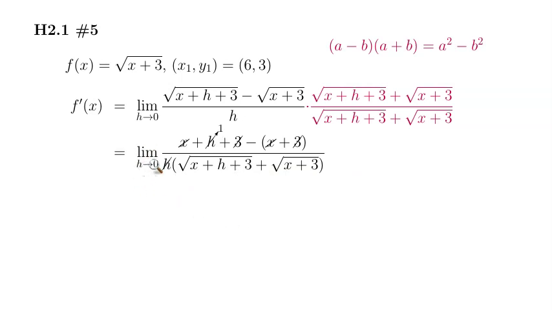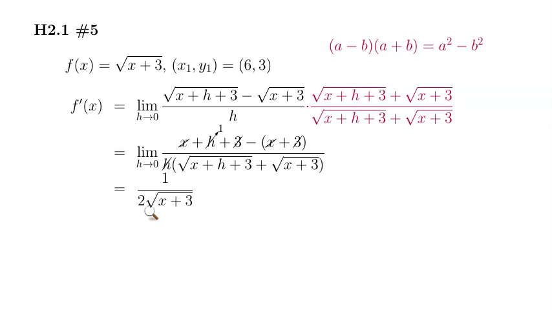h approaches 0. So if you plug in 0 here, you have a 1 over square root of x plus 3 plus another square root of x plus 3. So it's going to be just 2 square root of x plus 3. So you end up getting just that. Right? So since this is the derivative, right?